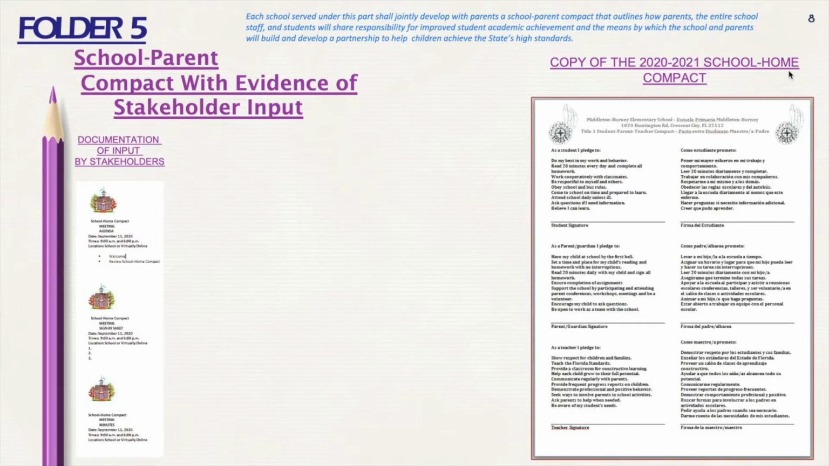Then documentation of stakeholder input is also a meeting where this school parent compact is on the agenda. It doesn't have to be a separate meeting. When you get together with your parents to discuss your school-wide plan, if you document that you also talk about the compact, then that's documentation. You just need a bullet stating that and then something in the minutes where you did discuss that.